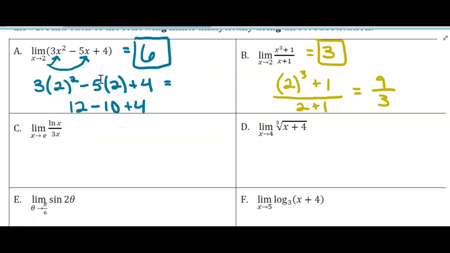Letter B is going to be very similar, so I went ahead and just did it already, showed my work. I feel very confident that you could do this on your own as well. When you substitute an x value of 2 into this function, you end up getting the limit as x approaches 2 of this function equals 3.